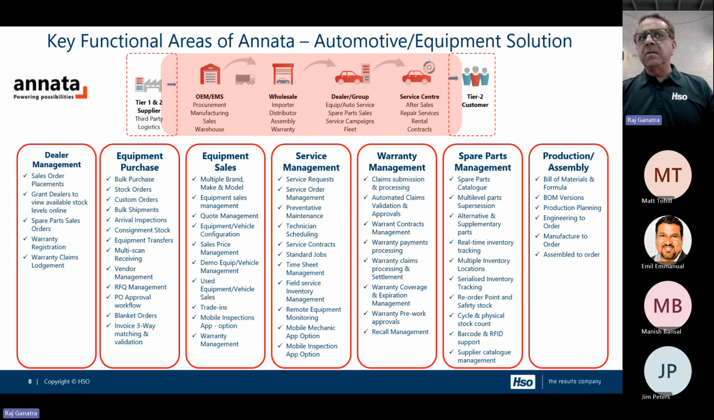Spare parts management, you can run a separate category of spare parts management. It gives you the capability to have alternate parts, supplementary parts. You can link them to the actual finished products so that when people are looking and searching for the right product, they're able to find the product based on how you have configured it. It gives you capability of full serialized product and tracking of all these products.